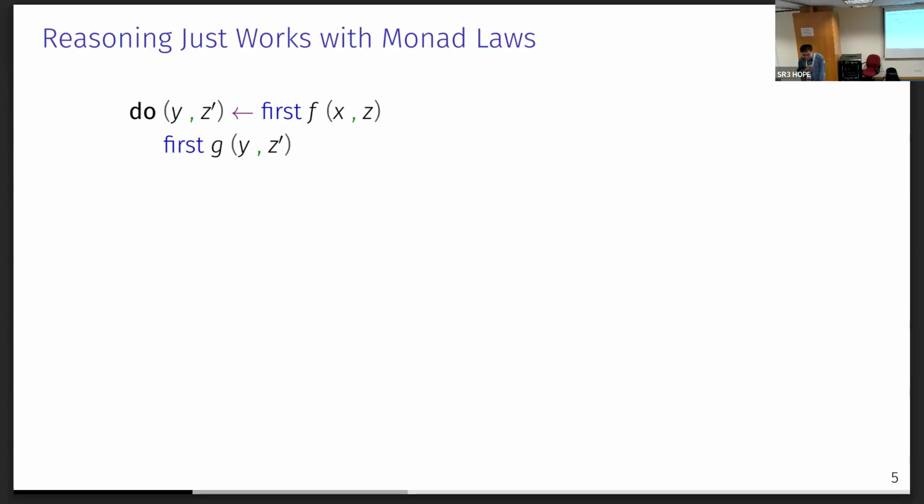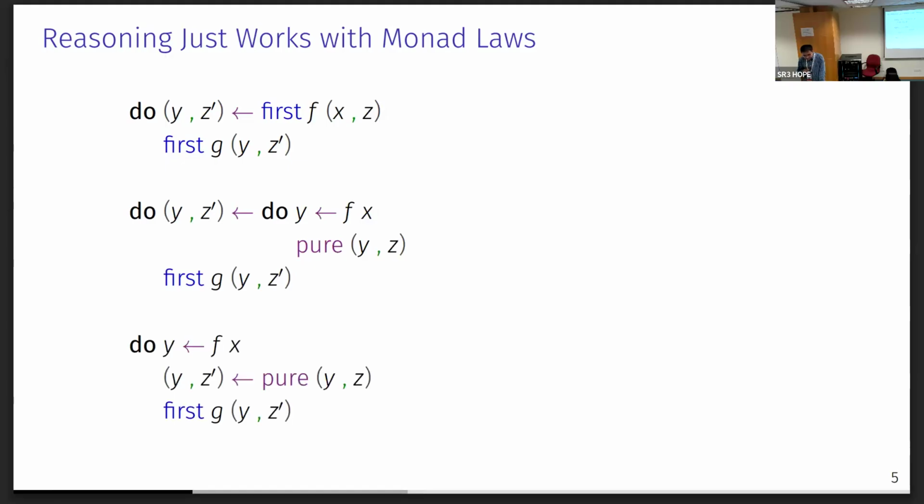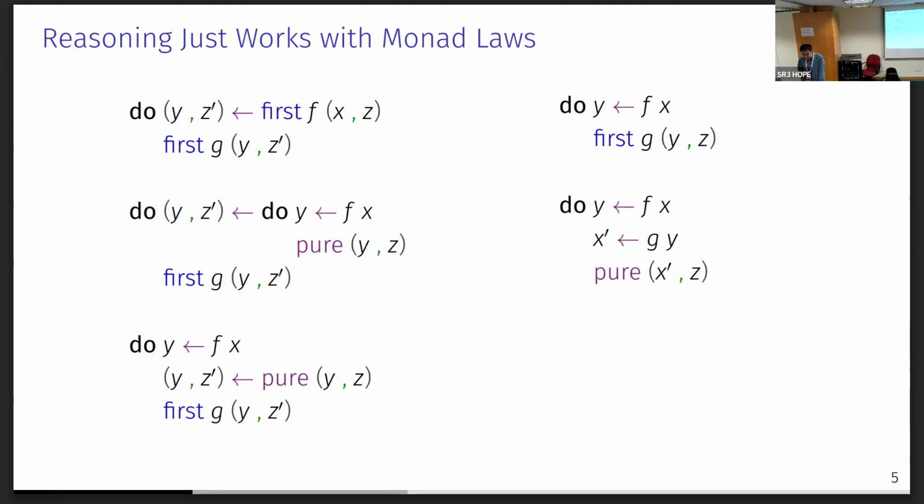So for example, for the first combinator, we consider first F followed by first G. Then we can first expand the definition of first F and use monad laws, specifically here associativity, to rearrange things. And then we eliminate the pure by using identity, and then expand again, and then rearrange. So we see that first F followed by first G is inverse to each other if and only if F followed by G is inverse to each other.